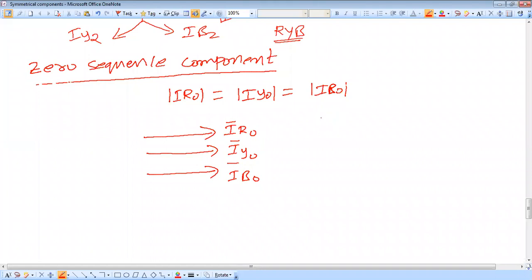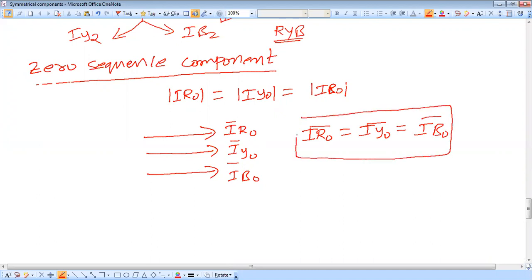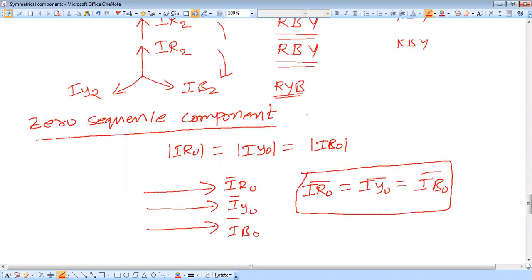So in this case you can write that the vectors themselves are equal: the IR0 vector equals the IY0 vector, which equals the IB0 vector. But this is not possible in the case of positive sequence and negative sequence. There only the magnitudes are equal, but not the vectors. Here, observe here.